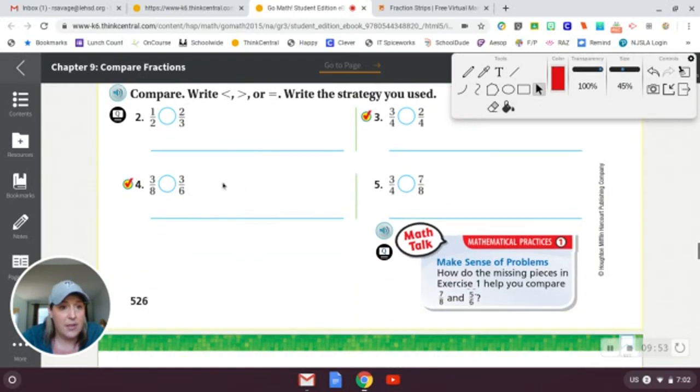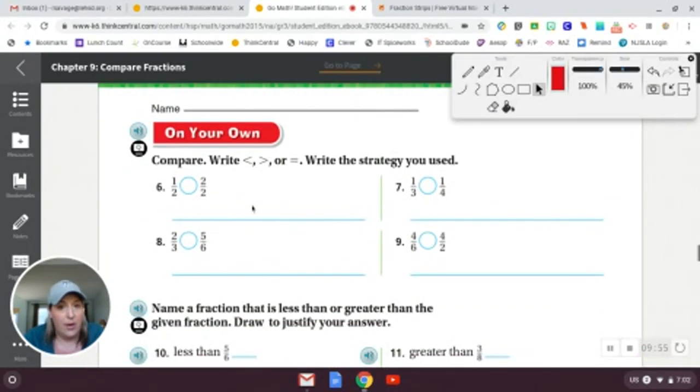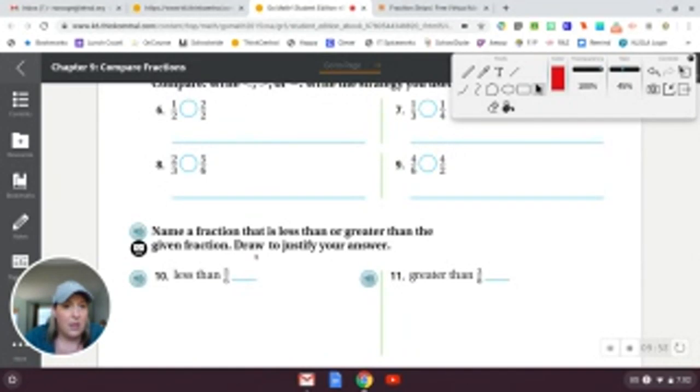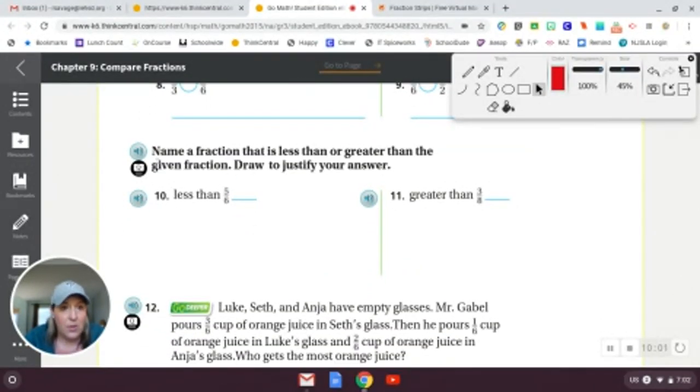Here, the rest of this lesson is the share and show. You're comparing more fractions. These you'll work on. Let me do one of them with you. Name a fraction that's less than or greater than the given fraction. Draw to justify your answer. So we want a fraction that is less than 5/6. Well, I'm going to keep this simple. I'm going to keep it sixths. Any fraction with a denominator of 6, and if I want it less than 5, it could be 1/6, 2/6, 3/6, 4/6. Okay? I'm going to pick 2/6.